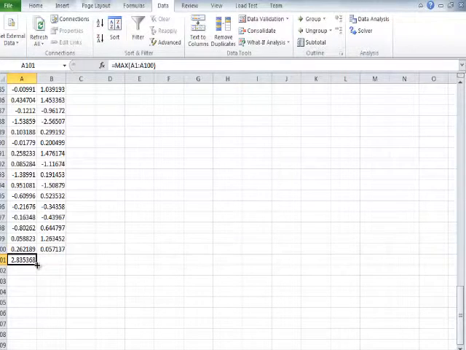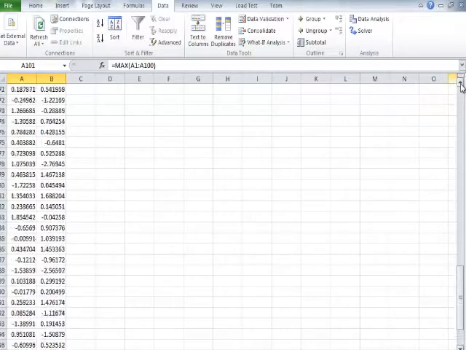Let's look at what happens to the other column. 2.19, so this is much smaller than 2.6. Again, so you can get an idea.